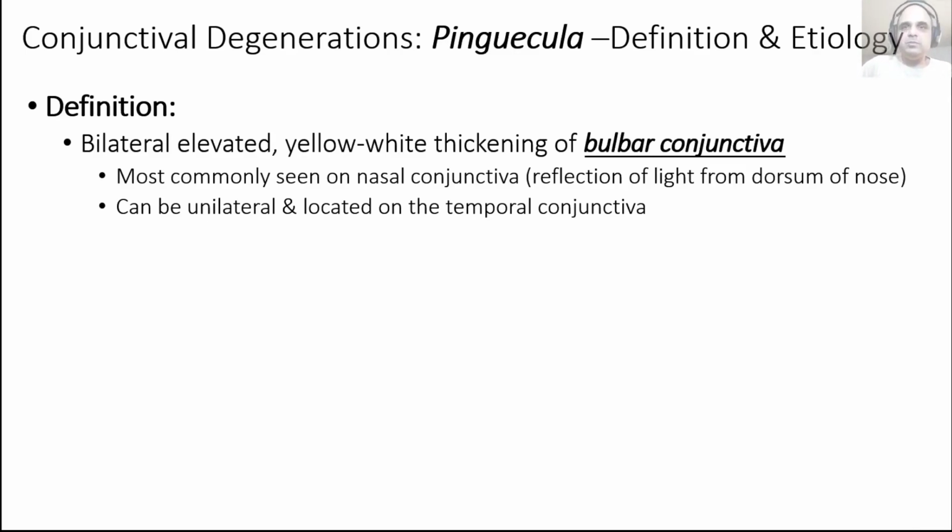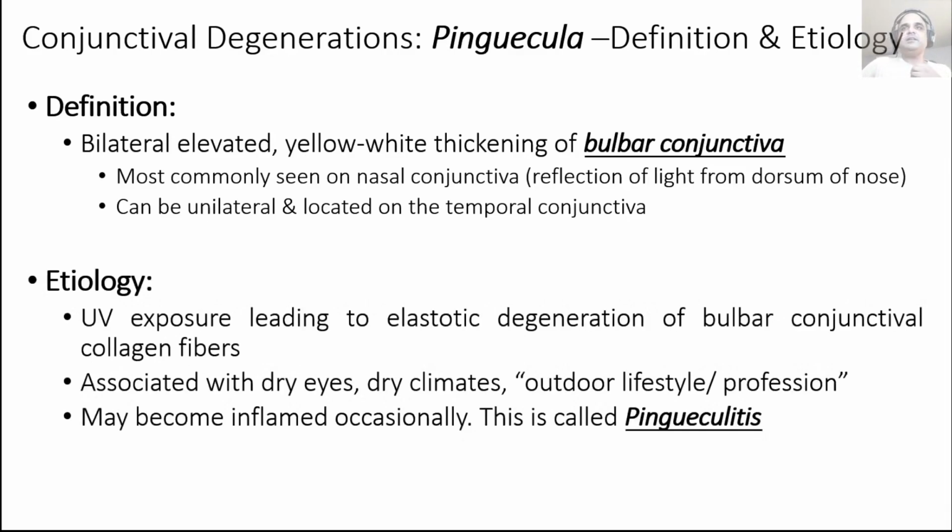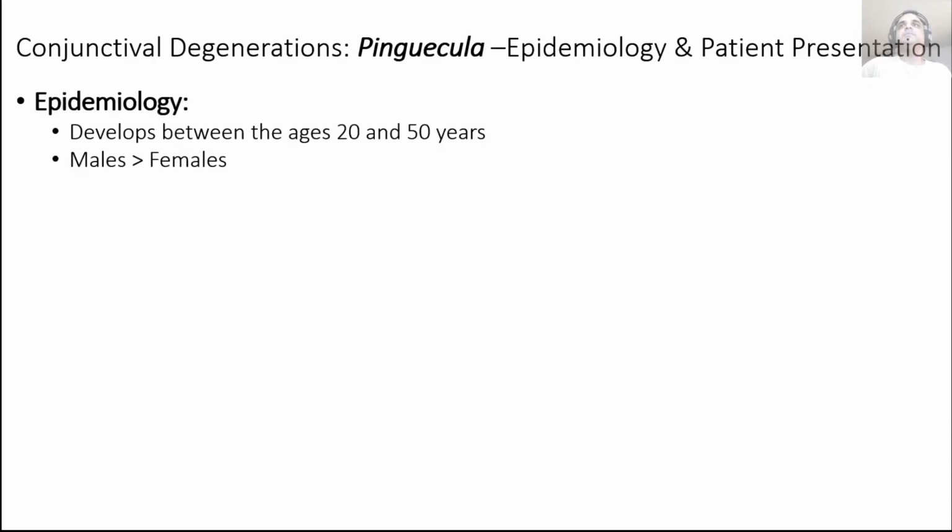Although mostly bilateral, it can also be unilateral and can also be seen on the temporal conjunctiva. The etiology is UV exposure leading to elastotic degeneration of the bulbar conjunctival collagen fibers. It is associated with dry eyes, dry climate, and outdoor lifestyle and outdoor professions. All of these things are associated with exposure, and exposure causes this degenerative change. It can also at times become inflamed, and then it is called a pingueculitis.